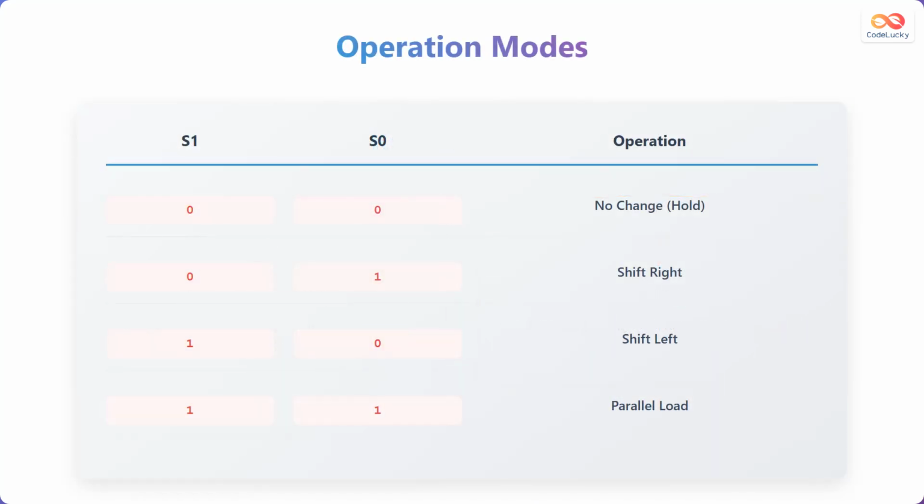Understanding the different operation modes of the universal shift register is crucial for using it effectively. The operation of the register is determined by two control signals, labeled S1 and S0. When S1 and S0 are both 0, the register is in a no change or hold state, maintaining its current data. When S1 is 0 and S0 is 1, the register shifts its contents to the right. When S1 is 1 and S0 is 0, the register shifts its contents to the left. Lastly, when both S1 and S0 are 1, the register performs a parallel load, where all bits are loaded simultaneously.